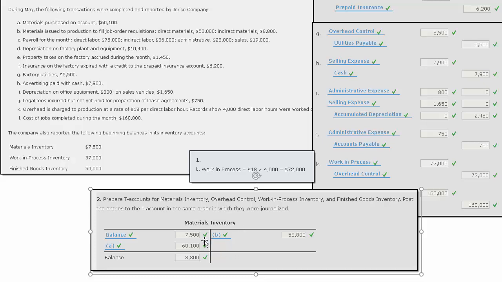They give us a beginning balance, 7,500, and then we had entry A where it was increased by 60,100, right? And entry B where we issued to production of 58,500. So that's how you'd come up with an 8,800 ending balance for materials inventory.